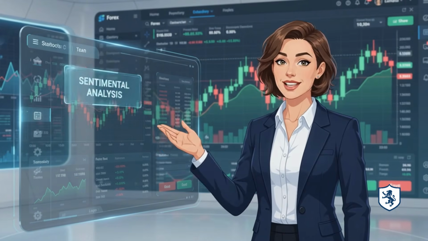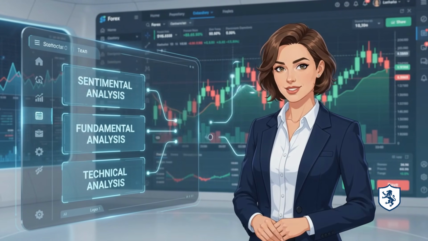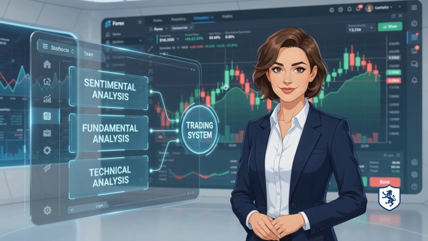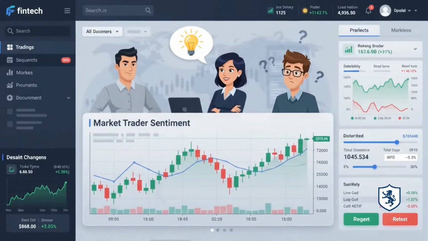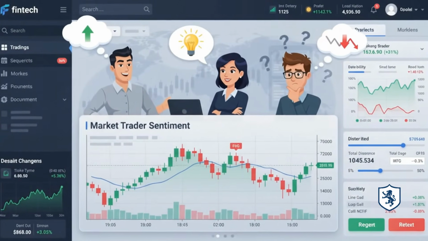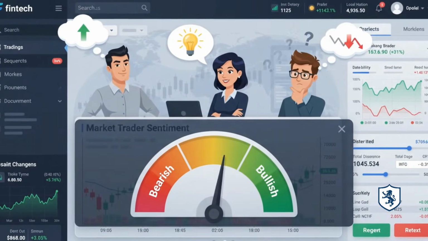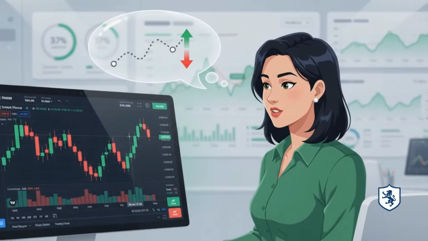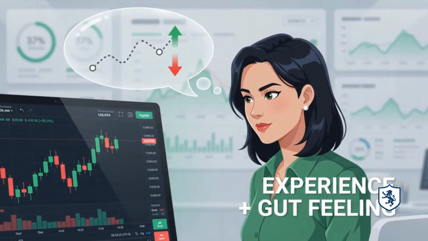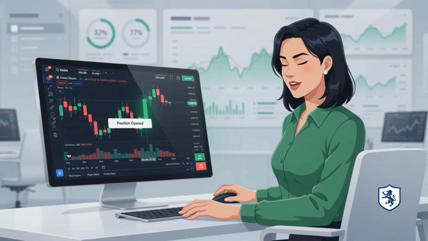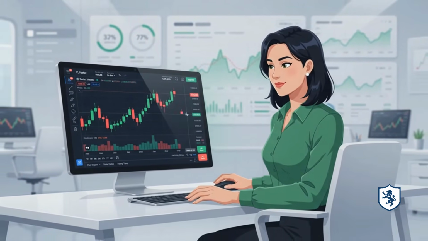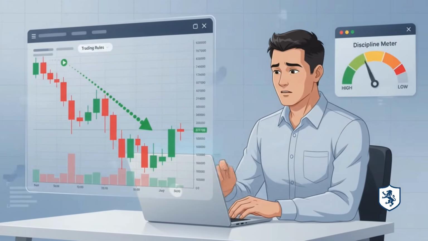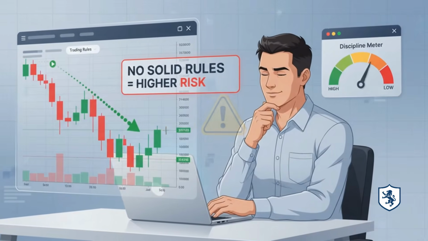A trading system may be based on any of the three following trading concepts: sentimental analysis, fundamental analysis, or technical analysis. Sentimental analysis tries to gauge the sentiments of the traders in the market. Most sentimental traders rely on their long trading experience or gut feeling that they feel the next move of the market. The lack of solid trading rules makes this concept restricted only to very experienced traders.